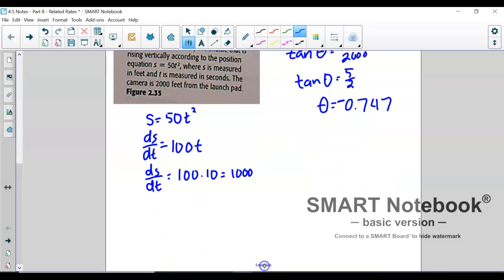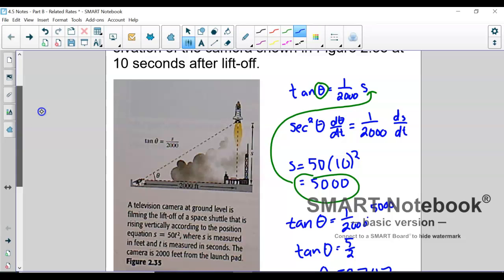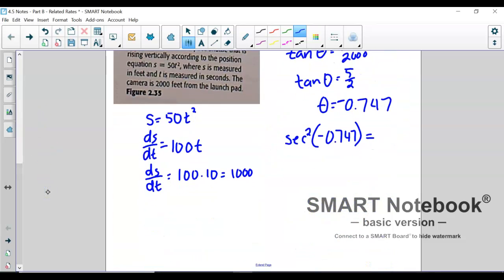So we're going to have secant squared of the angle we found. Keep that whole number in your calculator. Equals, let's see, what was it? 1 over 2,000 times ds dt, which is 1,000. So we've got secant squared of theta times, I forgot my d theta dt, equals, this is just going to be 1/2 over here on that right hand side.